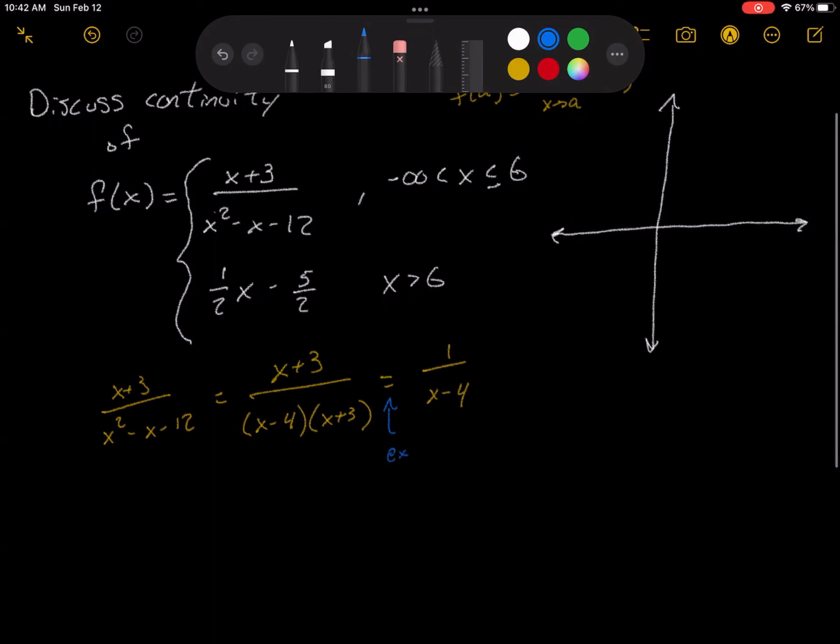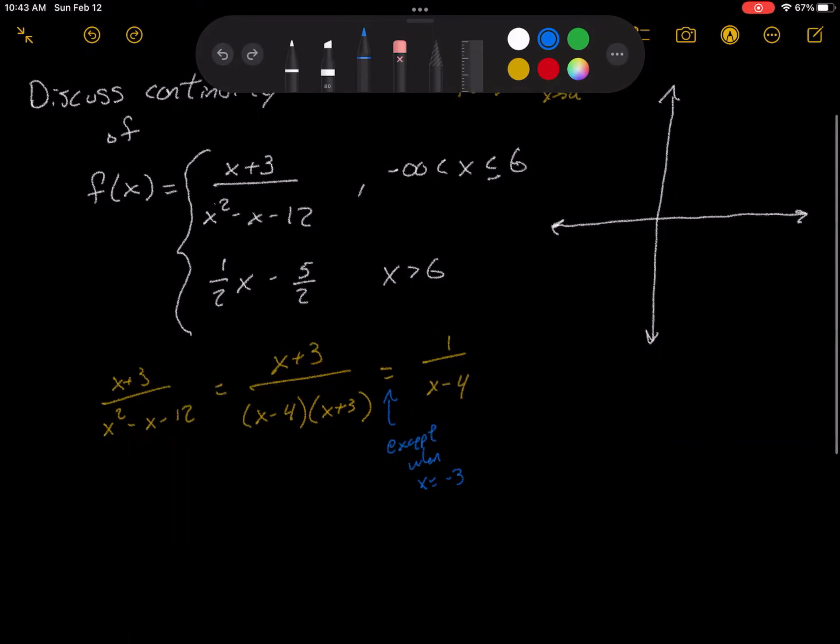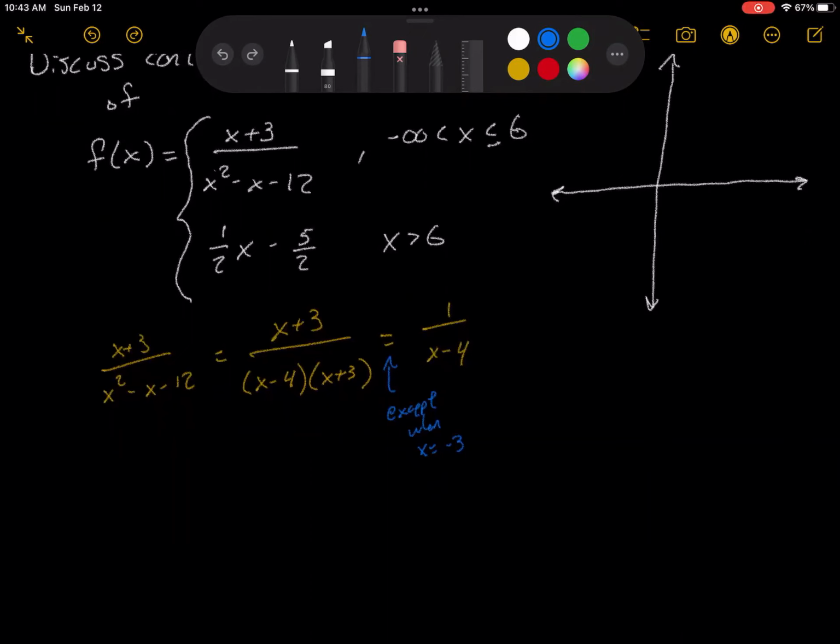This is true except when x is equal to minus 3, because the original function does not exist at minus 3. You would be dividing by 0. This simplified function has no problem at minus 3. So this equal sign is true for all values other than minus 3. So if I'm graphing this, we have a discontinuity at x is equal to minus 3.